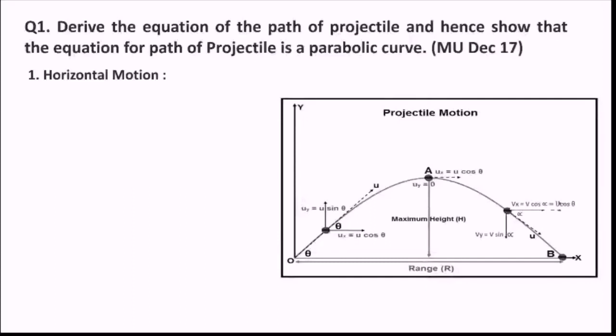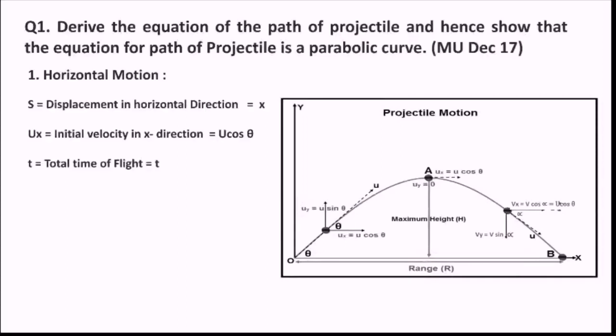For horizontal motion, we need to determine only 3 parameters, which are first S, that is displacement in x direction, U, that is initial velocity in x direction, and T, that is time of flight. So starting with S, the displacement in horizontal direction, we will now assume it as x because we need to find out the generalized equation for the projectile. Ux, that is the initial velocity in x direction. We are given in the diagram that the velocity in x direction is u cos theta, and we will assume that the total time of flight is t in generalized terms.